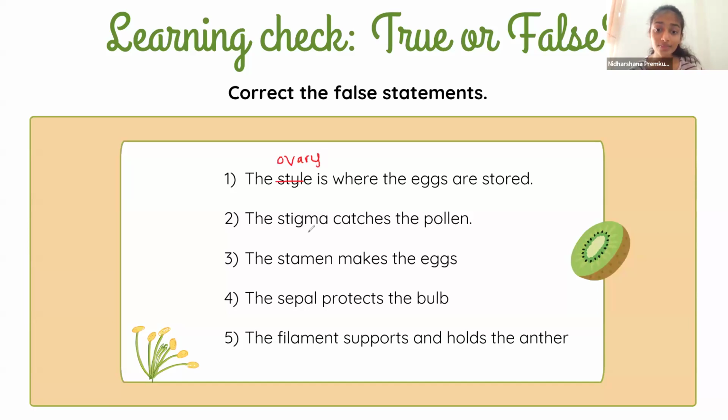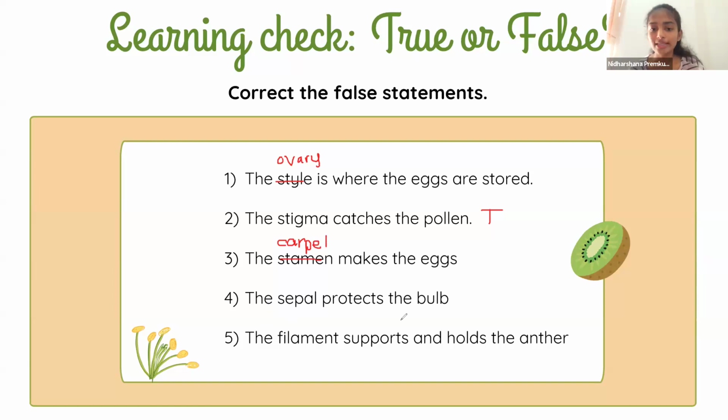Number 2. The stigma catches the pollen. That is true. Why is it true? The stigma is structured in a way that it is very sticky in order to catch the pollen from the insect. Third one: the stamen makes the eggs. Now see, what's the stamen? The stamen is the male structure of the flower. How can it make the eggs? It does not make the eggs. It's the carpel or the pistil that makes the eggs.